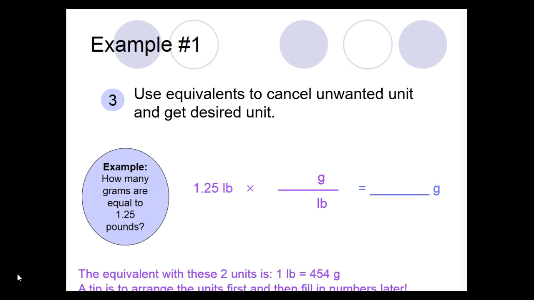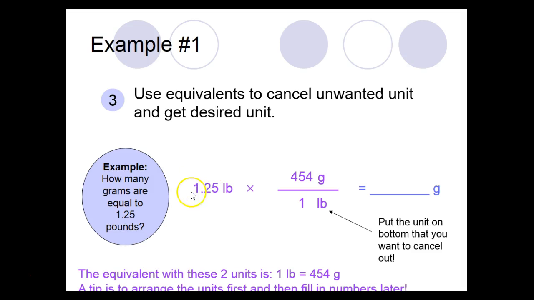We know that we need to cancel out pounds with pounds, and we want to be left with grams because that's the desired unit. So now you need to look at your equivalents from your notes and put in the equivalent that goes from grams to pounds or pounds to grams. We know that there's 454 grams in 1 pound, so that's our equivalent. The way you work these out is you start with the top and then go down. Everything on top is going to multiply, everything on the bottom is going to divide.